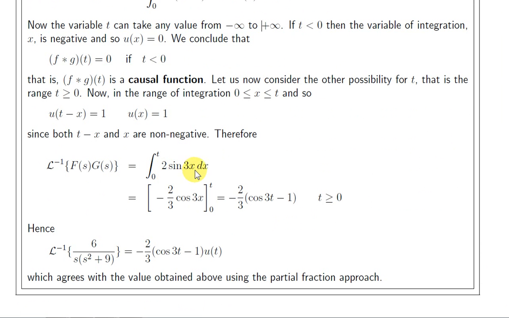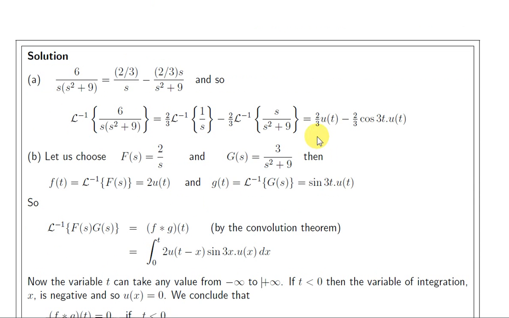So we just have this straightforward integral to perform. The integral of the sine function is minus cos, and we divide by the coefficient of x. So we get minus 2/3 cos 3x. So we just plug in the limits, we get minus 2/3 cos 3t plus 2/3 cos 0. That's plus 2/3. And that's the same as what we got up here using partial fractions.